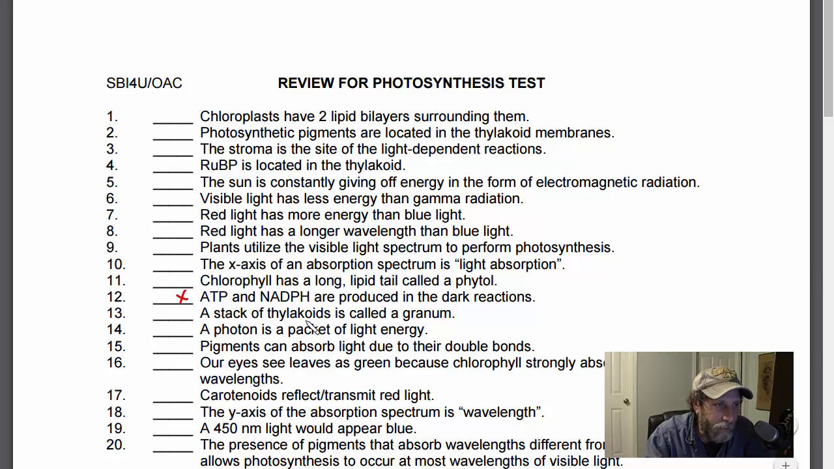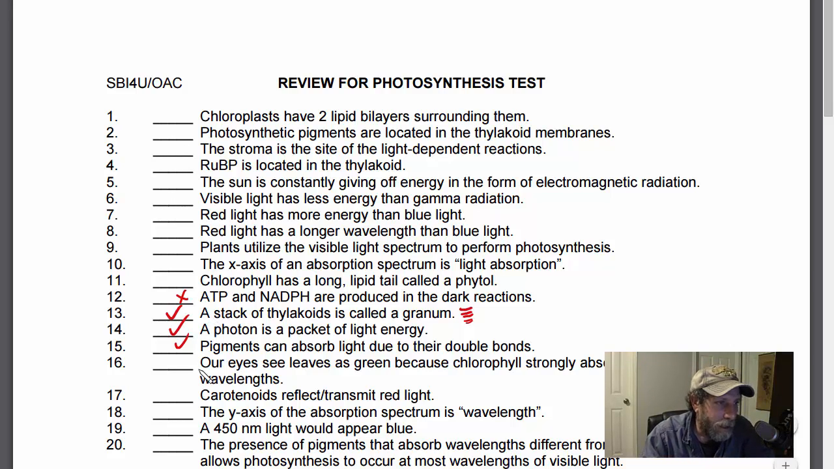A stack of thylakoids is called a granum. Yes, that's right. When you have a bunch of thylakoids on top of each other, that's correct. Number 14, a photon is a packet of light energy. Yes. All right, we're not going to get any deeper into the physics than that. Number 15, pigments can absorb light due to their double bonds. Yes, that's the main feature of the photosynthetic pigments, is their double bond system that allows them to absorb light energy.